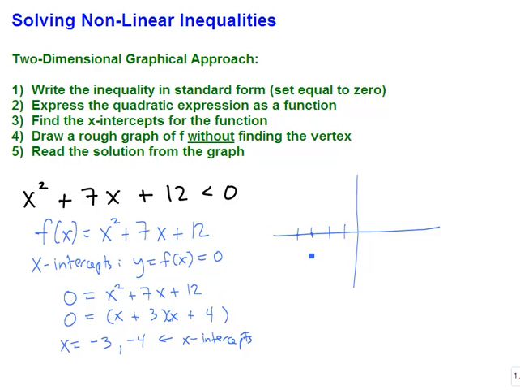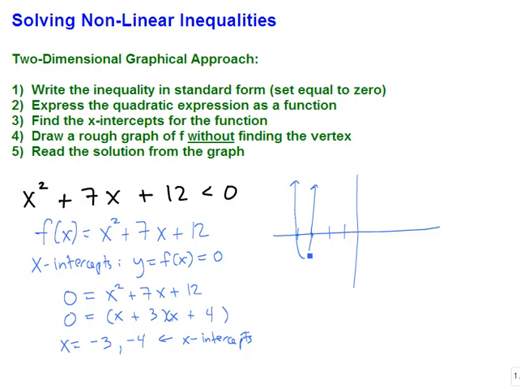Is it a parabola that points up, or should it be a parabola that points down? The way that you determine that is by looking at the coefficient of your x squared term. Here my coefficient is 1, and if that leading coefficient is positive, then you have a parabola that points up. If that leading coefficient is negative, then you have a parabola that points down. So this needs to be a parabola that points up going through these two intercepts. So it would have to have a rough sketch, something like this.